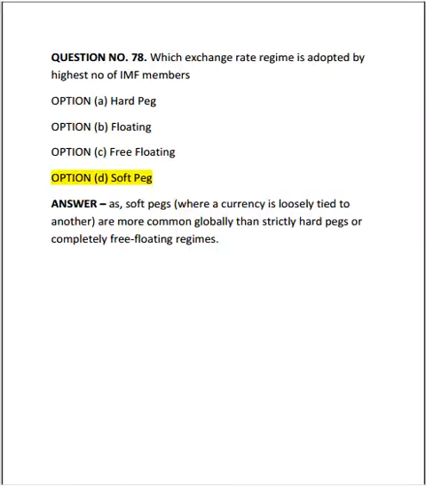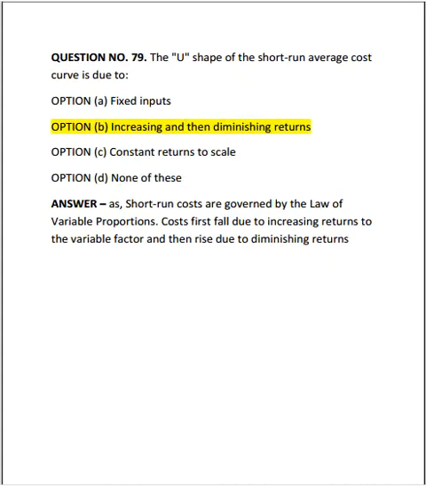Question No. 78. Which exchange rate regime is adopted by highest no of IMF members? Option A. Hard peg. Option B. Floating. Option C. Free floating. Option D. Soft peg. Answer. As, soft pegs, where a currency is loosely tied to another, are more common globally than strictly hard pegs or completely free-floating regimes.